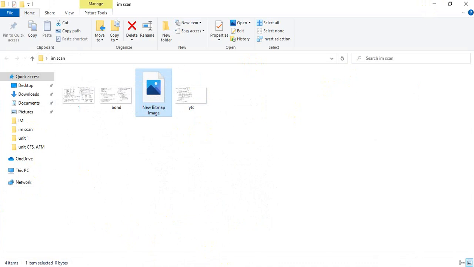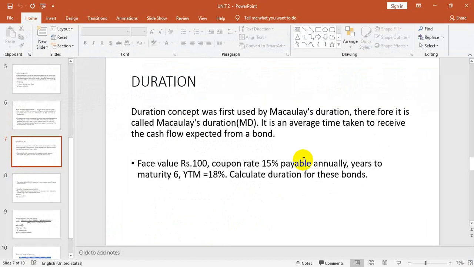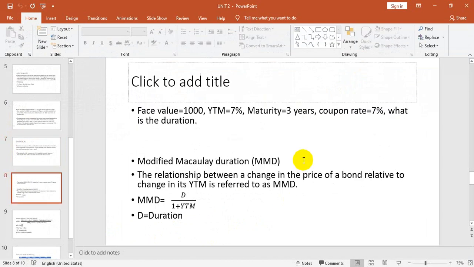So now let's move on to the next problem. Now similar sort of, you calculate this problem according to your convenience. It's a similar question. Face value 1000, YTM 7, maturity 3 years, and coupon rate is 7%. What is duration he is asking. So similar, you need to do it. So just try it out, you will get it.